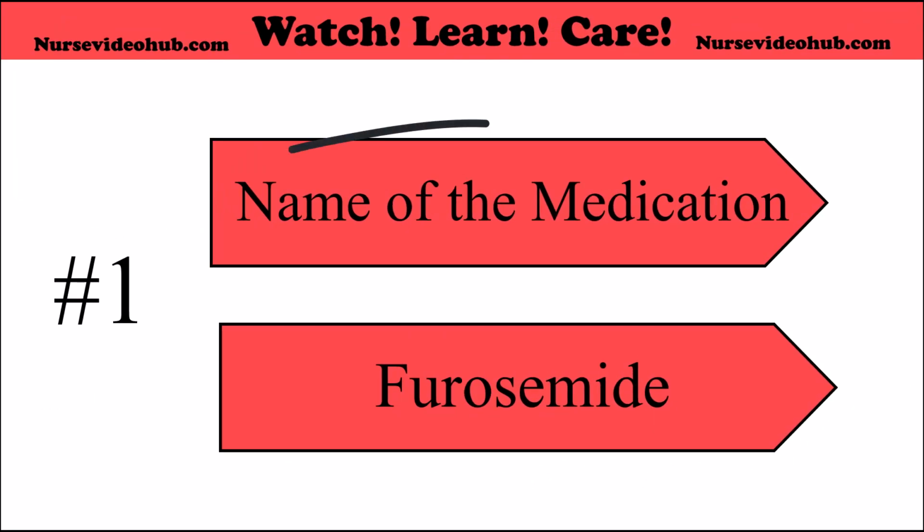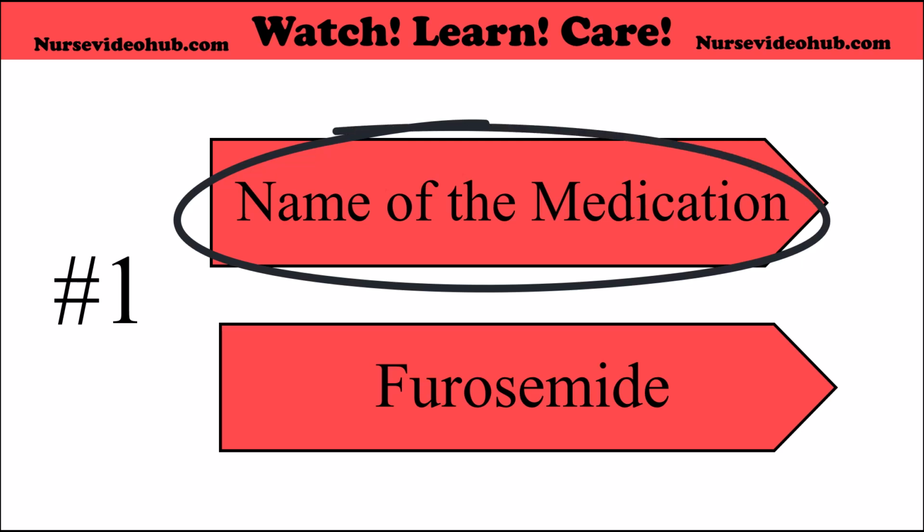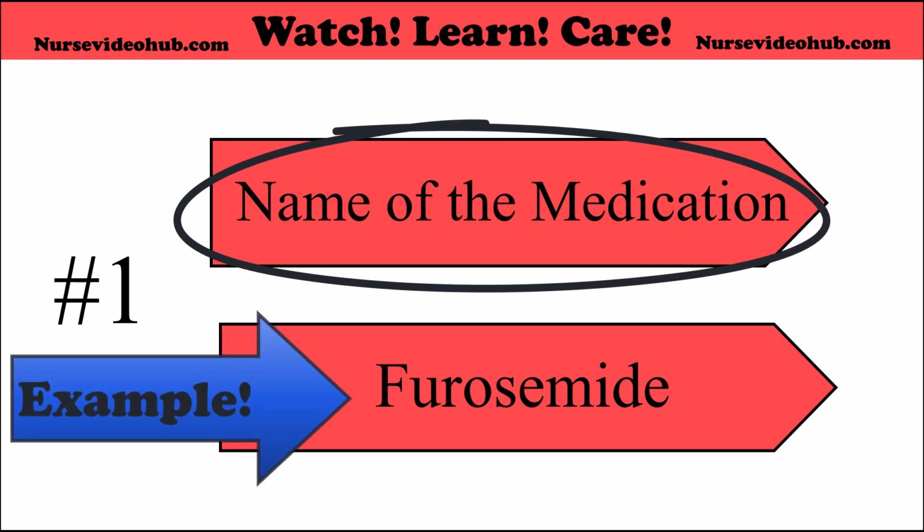Component 1, name of the medication. The medication can be written in its generic name or brand name. The generic name is preferred because it allows the medication to be substituted with brand name drugs. The medication should be written out and spelled correctly. In this example, the medication's name is furosemide. This is the generic name. The medication is also known by its brand name of Lasix. Always double check the spelling. Some medications look and sound alike.